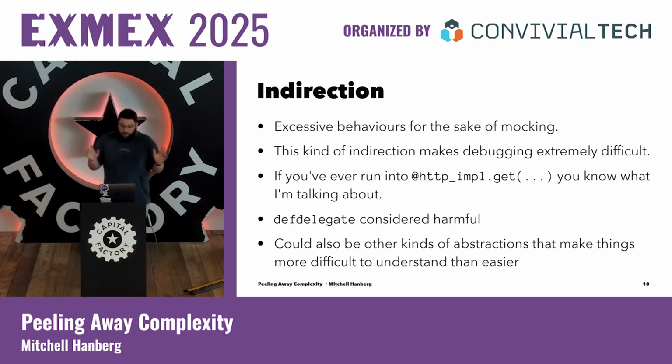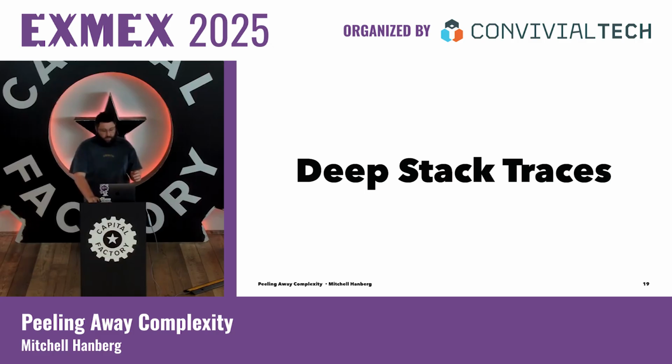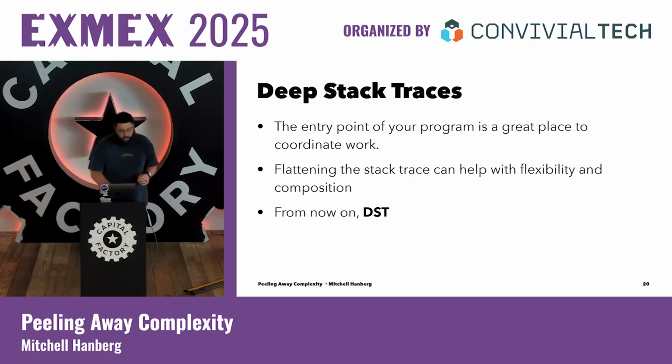There could be other kinds of abstractions that make things more difficult to understand rather than easier. So it's kind of dive into deep stack traces. The entry point of your program is a great place to coordinate work. So flattening a stack trace can help with flexibility and composition. And from now on, if you see DST, it doesn't mean daylight savings time, it means deep stack trace. Add it to your lexicon.